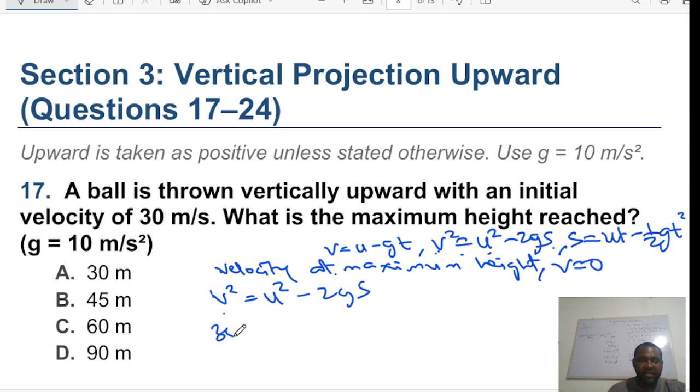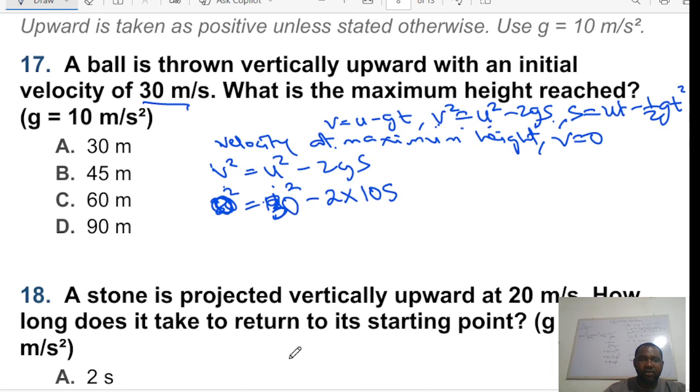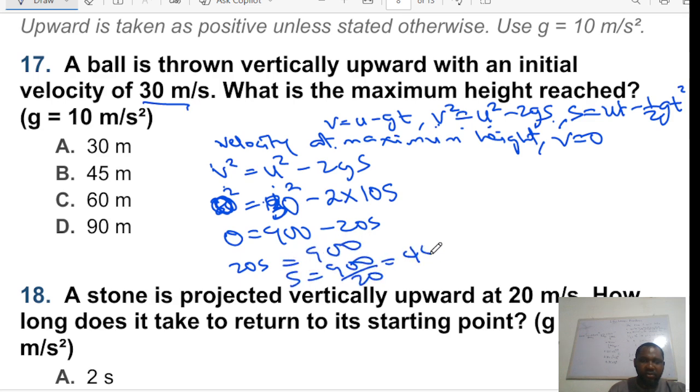Now v is 0, velocity at the maximum height, equal to u squared. Your u is 30 here, the initial velocity, so we can say 30 squared, then minus 2 times g, which is 10, times s. So if we continue, 0 equals 900 minus 20s. Then that means 20s is equal to 900. So s is equal to 900 divided by 20. That's going to be 45 meters. So 45 meters is the answer.